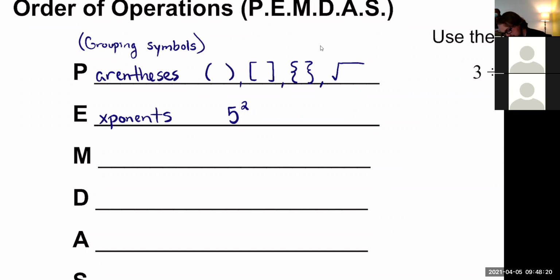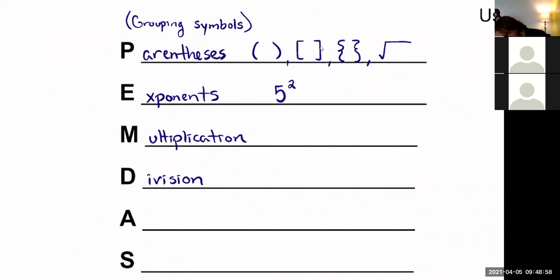What about the M? Multiplication. Not really a whole lot to say there. Multiplication is a number times another number. What about the D? Division. Again, same thing. Hopefully we've done a lot of division up until this point. But here's where some of the confusion comes in. And some of you may already have learned this before, which is great. But multiplication doesn't always come before division. And the reason for that is multiplication and division technically are on the same level.